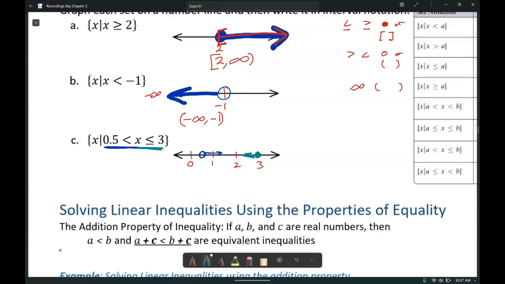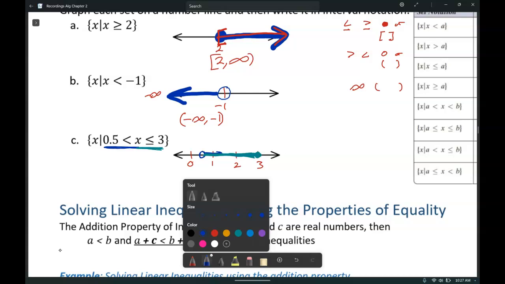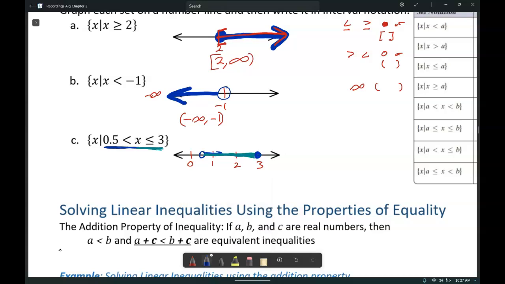And this compound inequality, we're going to shade everything that satisfies both parts, everything in the middle. And so we're going to have from 0.5 all the way to 3. And so that will be our solution set. Actually, let me just shade the whole thing in blue, here and here. So that is our solution set.